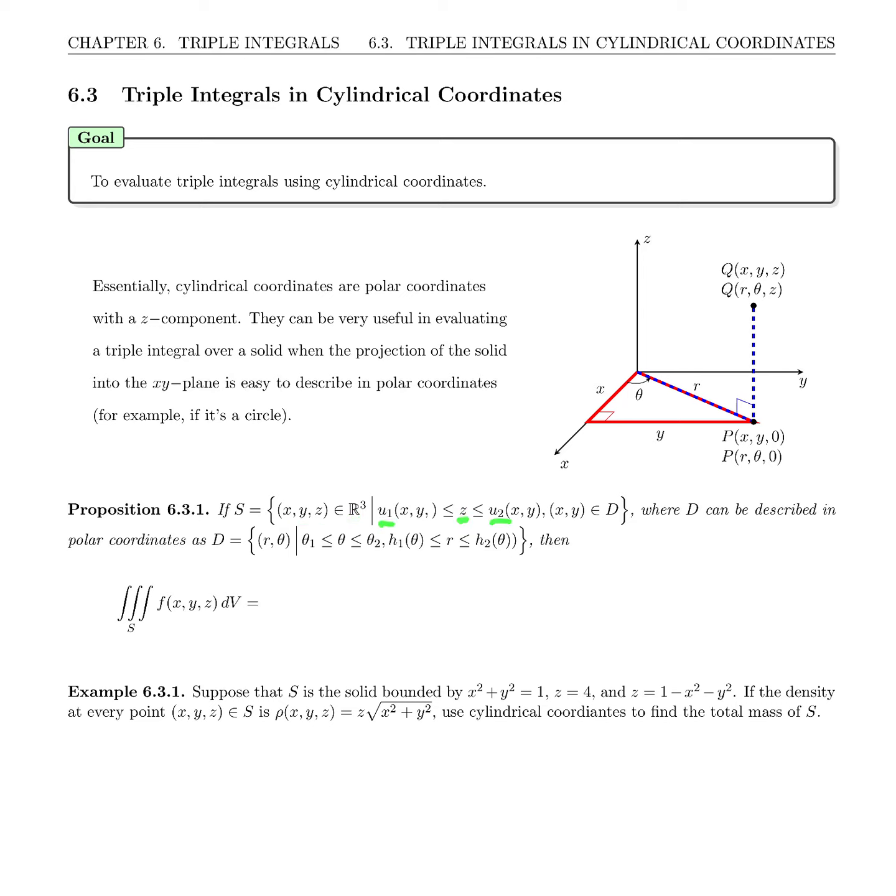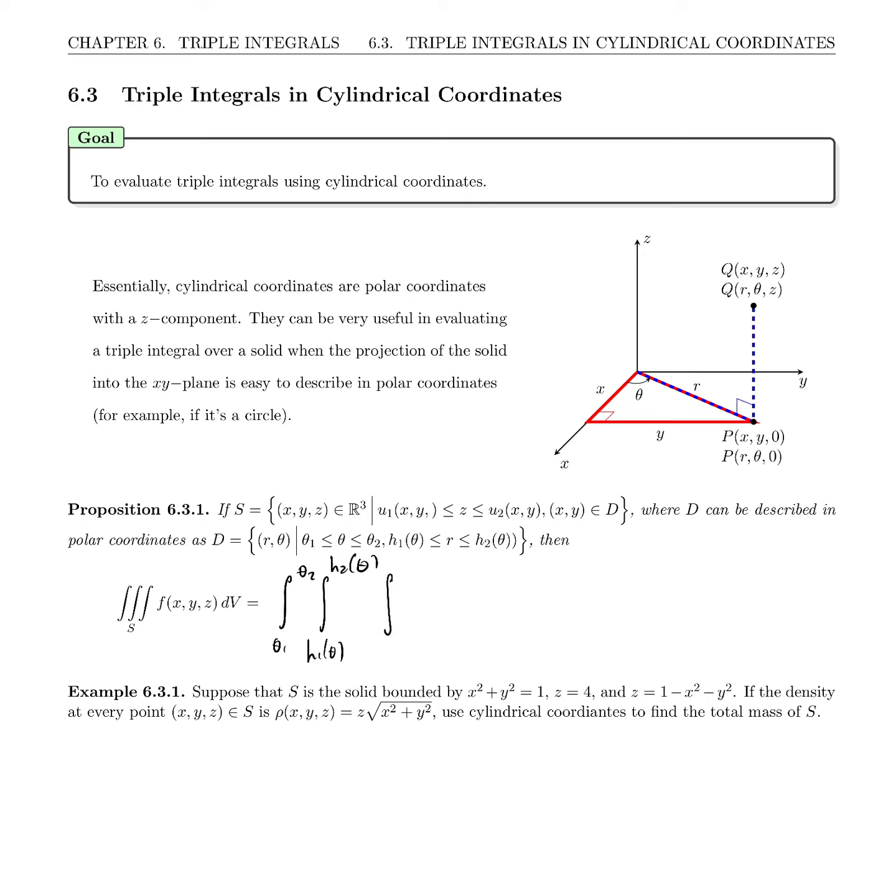So proposition 6.3.1: if S can be described as all points in R3 such that the z is bounded between two surfaces, u1 of (x, y) and u2 of (x, y), and if (x, y) in the xy plane is in a region D, where D can be described in polar coordinates in our standard way, as bounded between two angles and the radius bounded between functions of the angle, then the triple integral over S dV can be written in cylindrical coordinates as the integral from theta 1 to theta 2, the integral from h1 of theta to h2 of theta. So far it looks exactly like a double integral in polar coordinates.